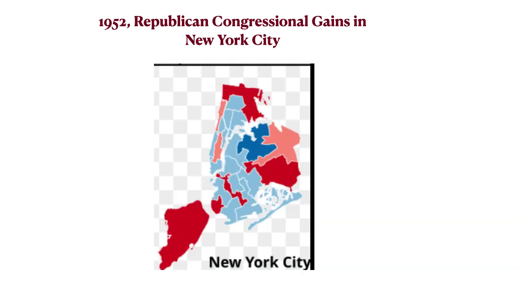Interesting to see that in New York City, the Republicans had actually gained congressional seats. You could see in the northern Bronx and in parts of Queens and Brooklyn, Staten Island. There's one dark blue Democratic gain in Queens, and the Democrats overall have more congressional seats, but it's far more evenly divided than it had been previously and would become later on. Notice even Manhattan has a couple of red congressional seats here.